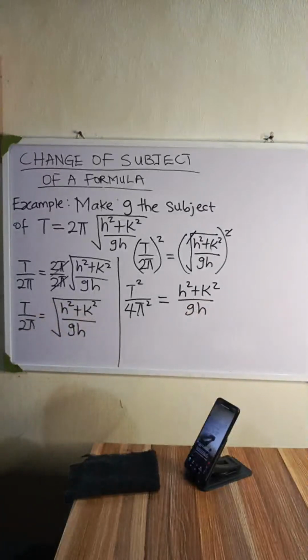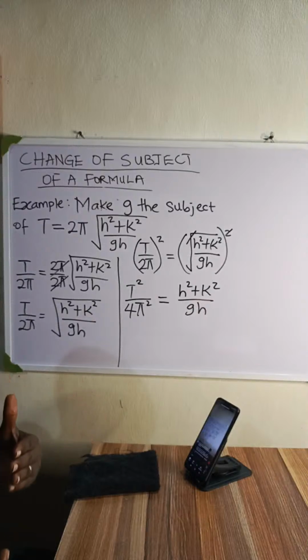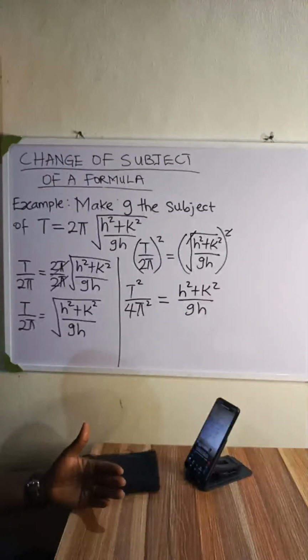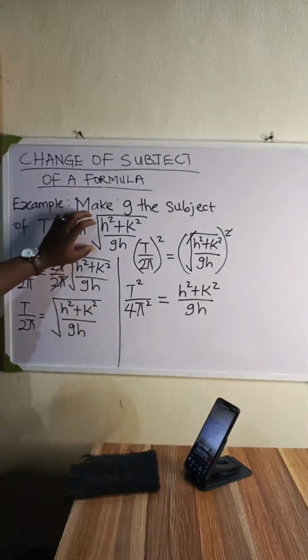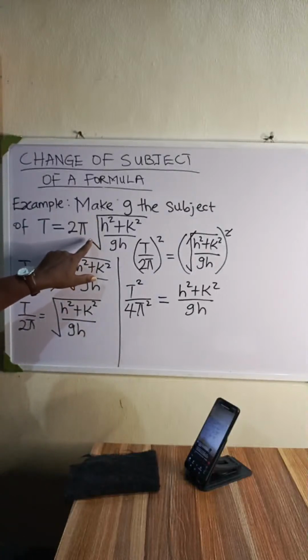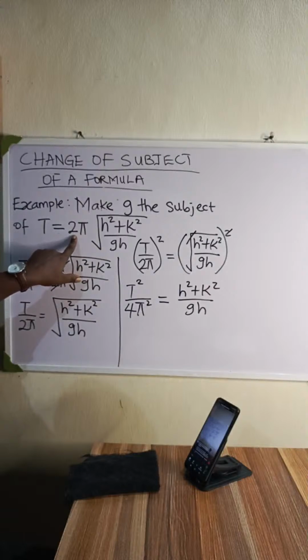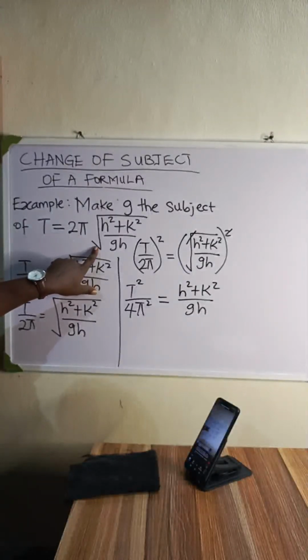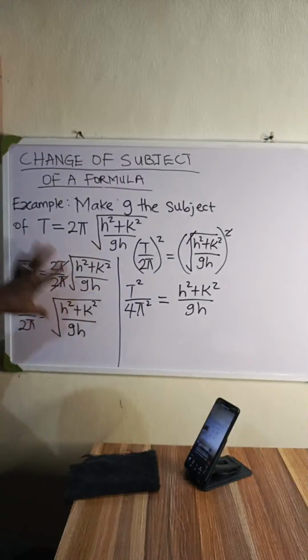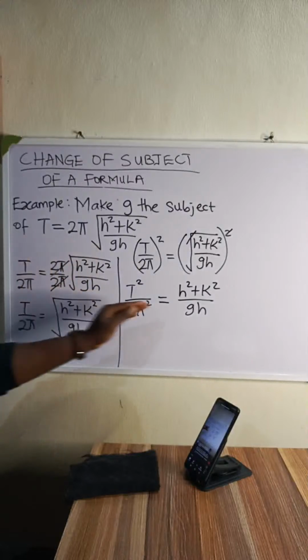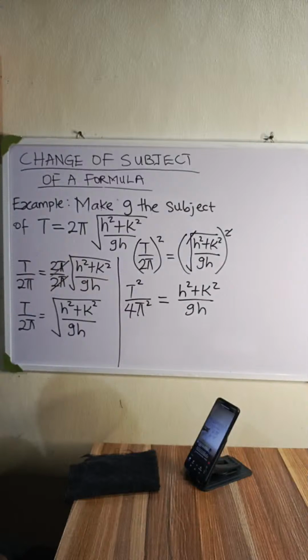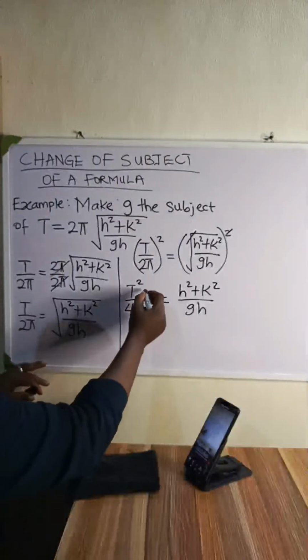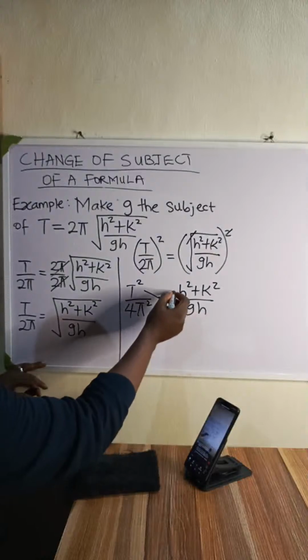So now we can see that g is free. Then now we can cross multiply. We could not cross multiply here because g was not free. 2 pi was holding it captive. Square root was holding it captive. So we needed to eliminate all those hindrances before we can cross multiply. So now we can cross multiply. This is going to multiply this, and this is going to multiply this.